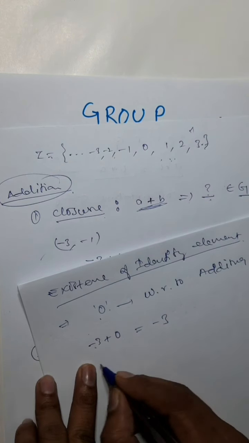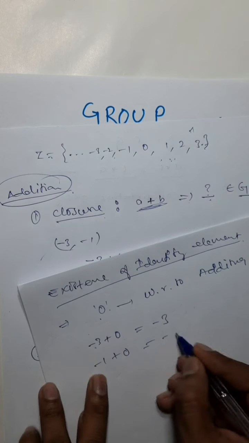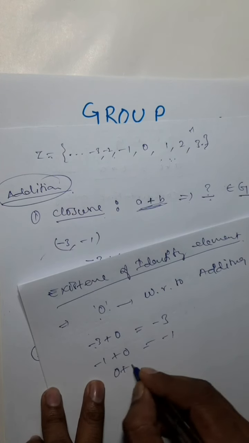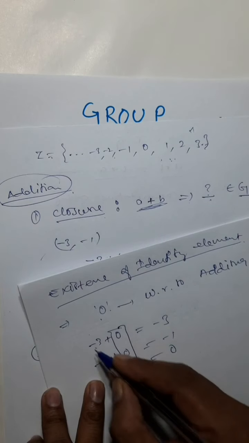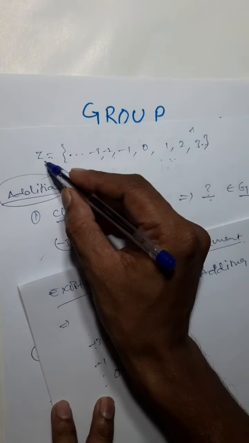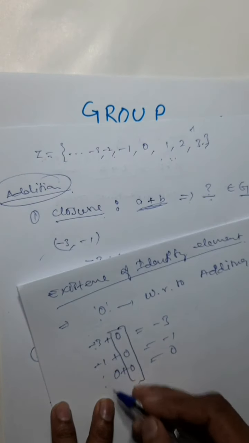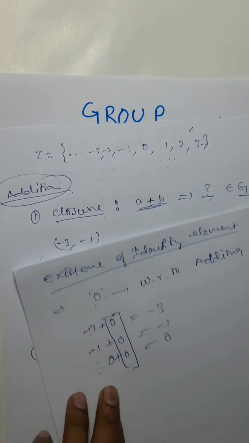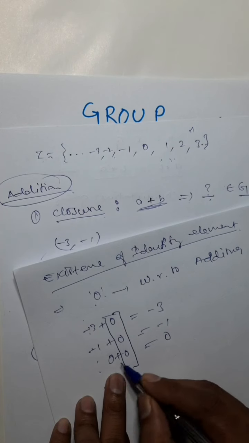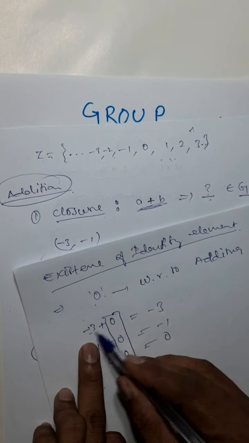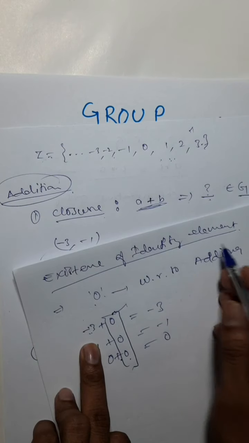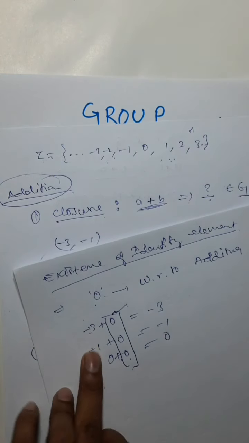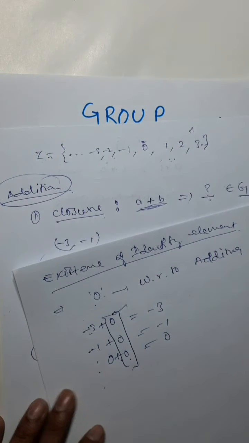If minus 1 plus 0, this will again be minus 1. 0 plus 0 again 0. So for any element in Z, any of minus 2, minus 1, 1, 2, 3, 4, whatever you take up to infinity, this one plus 0 represents the same number. So we can say that 0 is an identity element in this set. So 0 is also present here.